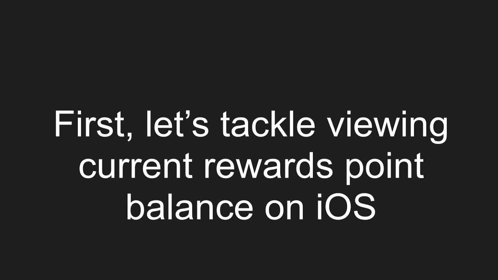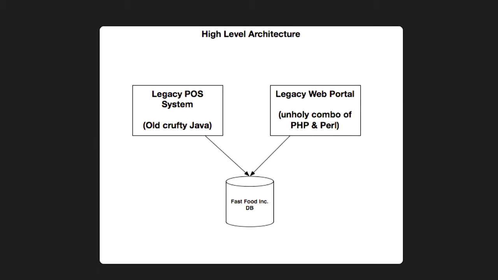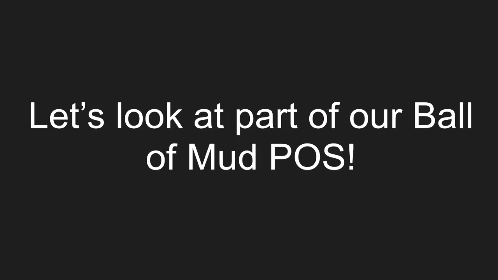So let's take a look at our systems here. We have a legacy point of sale system written in some old crufty nasty Java. We have a legacy web portal, which is some unholy combo of PHP and Perl and God knows what else. Where do we start? I mean, they're all talking to the same database. That's a little scary too, but common.